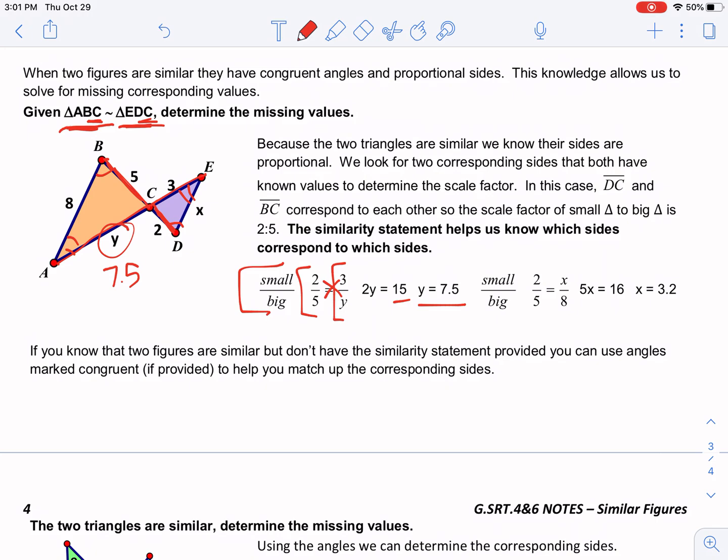Same thing with finding x. Notice AB over here is going to correspond with ED. Okay, AB is going to correspond with ED. I can still use 2/5. That doesn't change. But in this case, the smaller length is x, so we put x on top, and the larger length is 8 on bottom. Cross multiplying 5 times x, and then 2 times 8, so we get 5x and 16. Divide by 5 to both sides, and we get x equals 3.2. So x is 3.2. Okay, so we can find missing side lengths using that proportionality of knowing that the sides are proportional for similar figures.